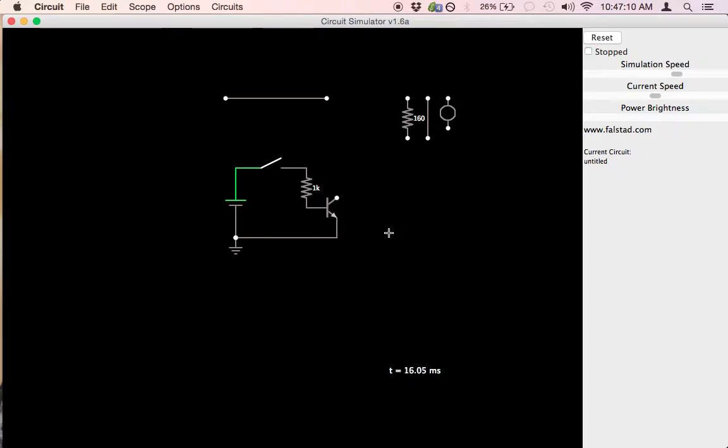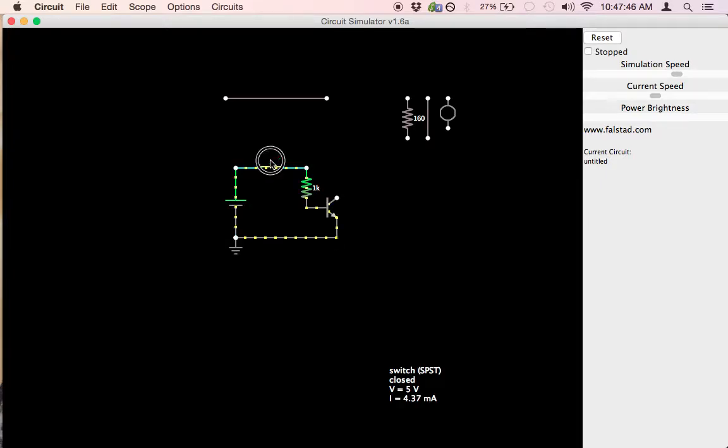Clock is running, but no current is flowing yet because my switch is open and we don't have a complete circuit. If I close the switch, current's going to flow from the positive terminal of the supply through the switch, through this resistor, and remember the purpose of this resistor is to limit the current to the base. We only need about 5 milliamps of current to turn the transistor on. If we put too much current into the base, we could destroy the transistor. And then of course the current flows into the base, out of the emitter, turning the transistor on, and then through these wires back to the negative terminal of the power supply.